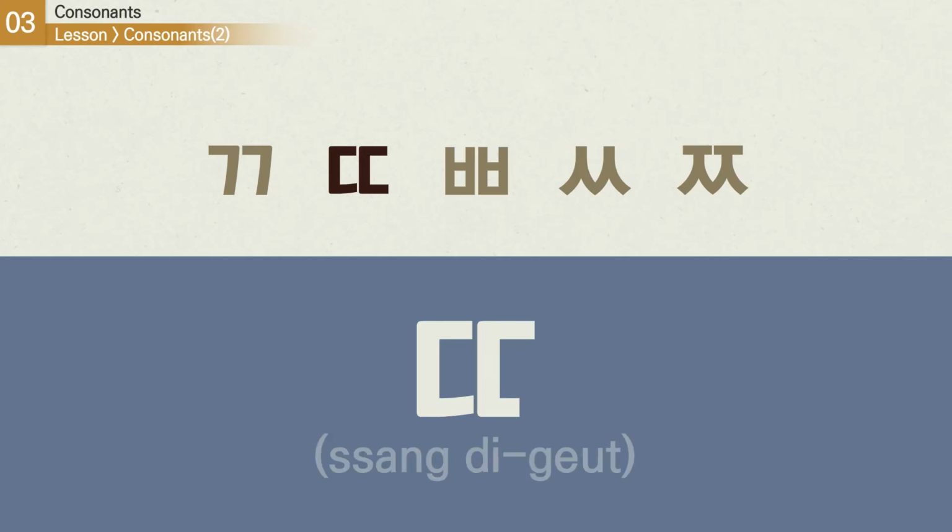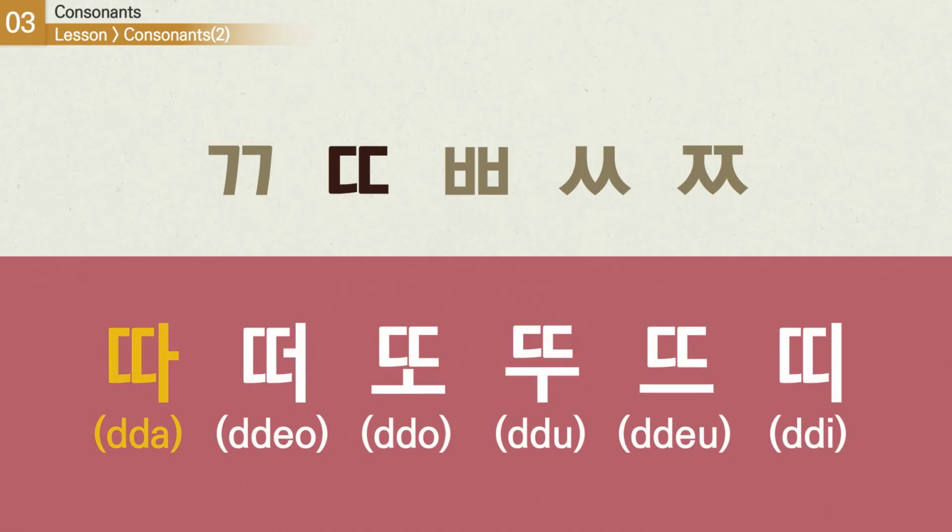디귿 is doubled to make 쌍디귿. 쌍디귿 is pronounced just like 디귿, but with more stress on the vocal cords. It also has a higher tone. Listen carefully. 따, 떠, 또, 뚜, 뜨, 띠.